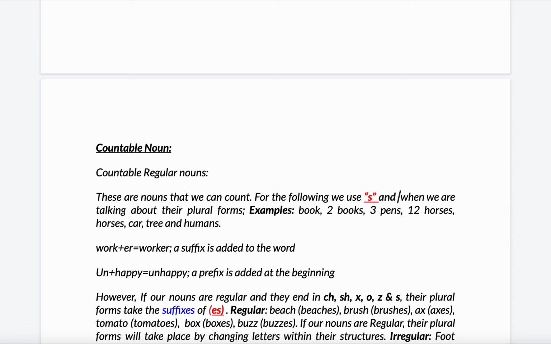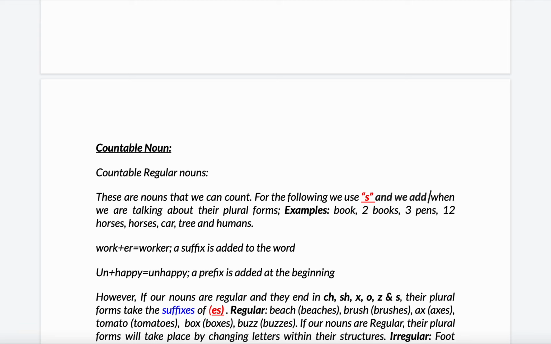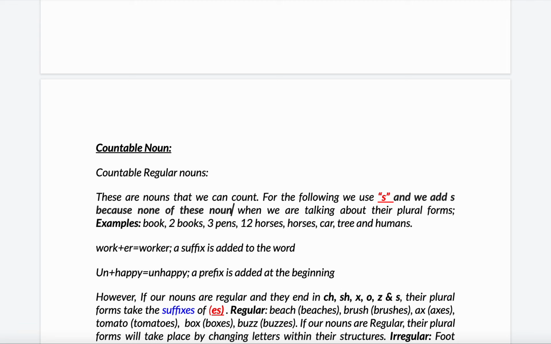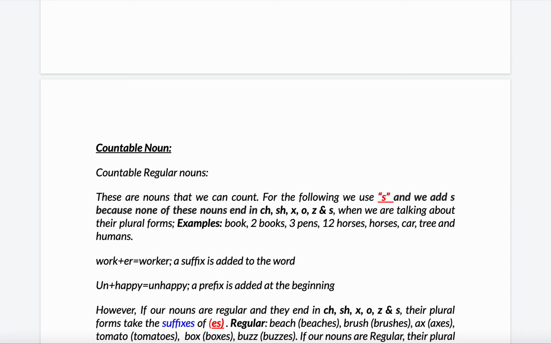Okay, and why do we add S? Because none of these nouns end in ch, sh, or that. So why do we only put S? Because none of these nouns end in ch, sh, or that. So that's the reason.